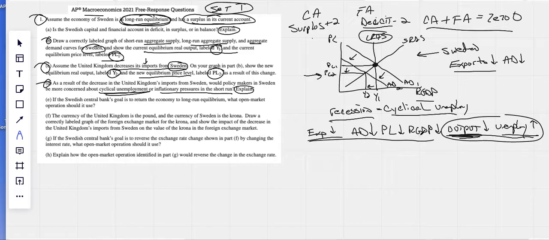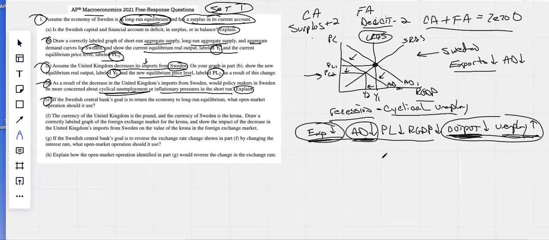We probably could have left out GDP because output kind of covers that. We could have left out price level, but we definitely can't leave out aggregate demand. And it's nice to say what caused aggregate demand to go down: that initial cause of exports going down drove down aggregate demand, made output go down, which made unemployment go up. I hope that's clear there.